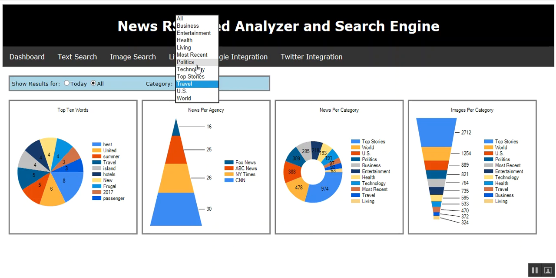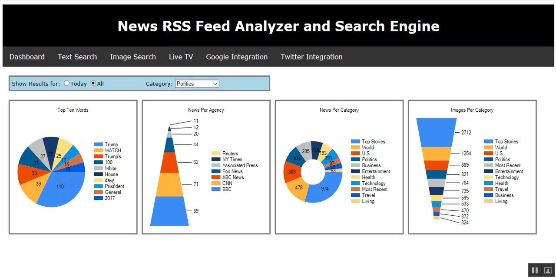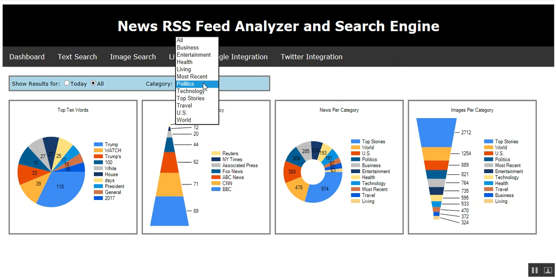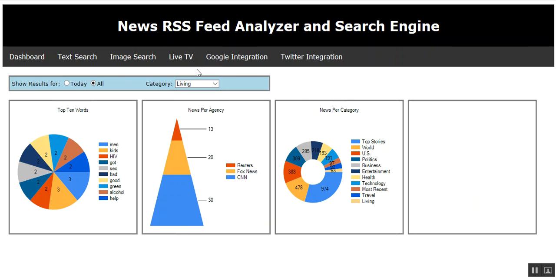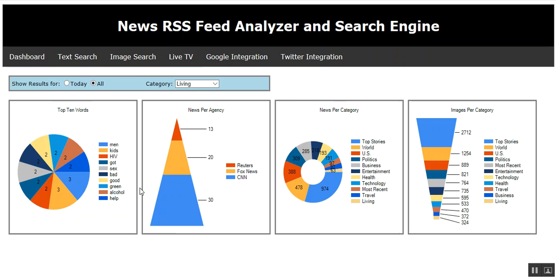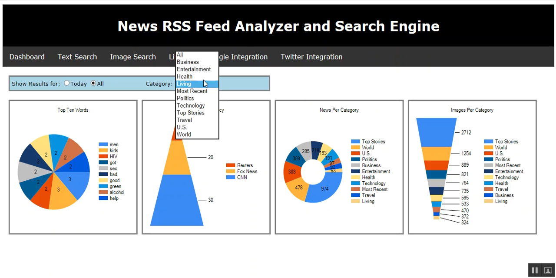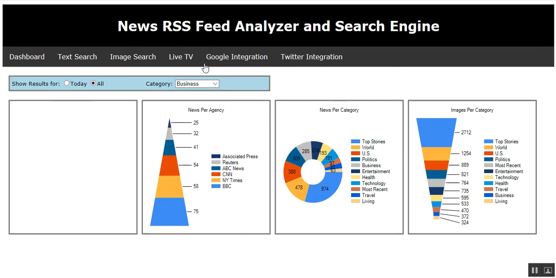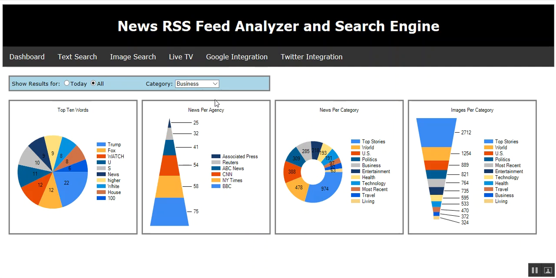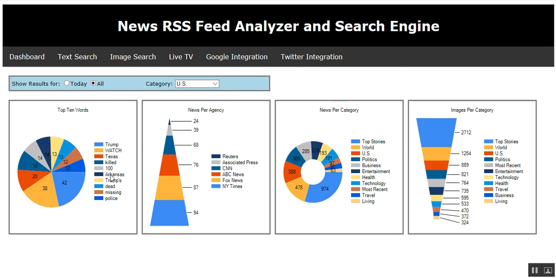If we use politics, it will basically list some politics keywords that are mostly used. If you talk about living, it will show kids and other words as well. For the US, it will show some states as mentioned in the news.